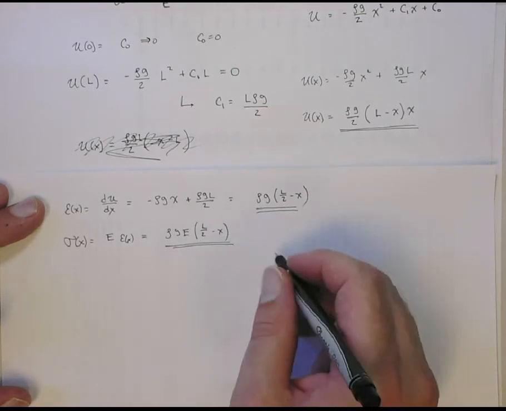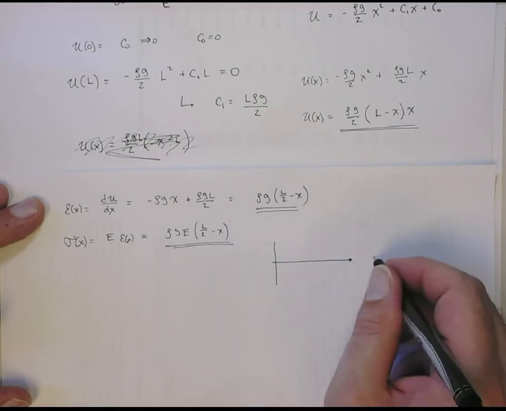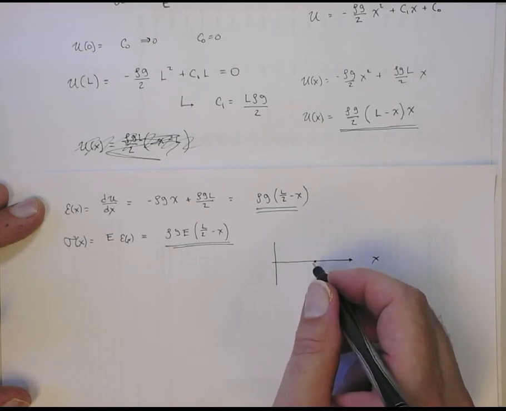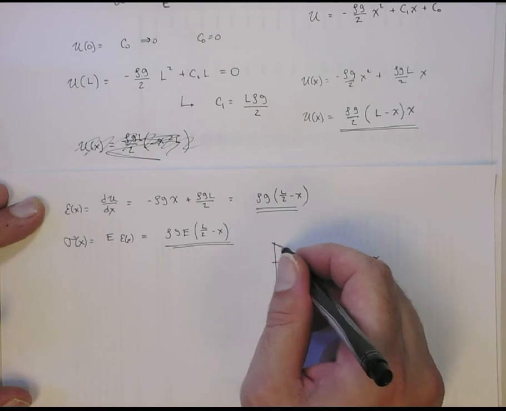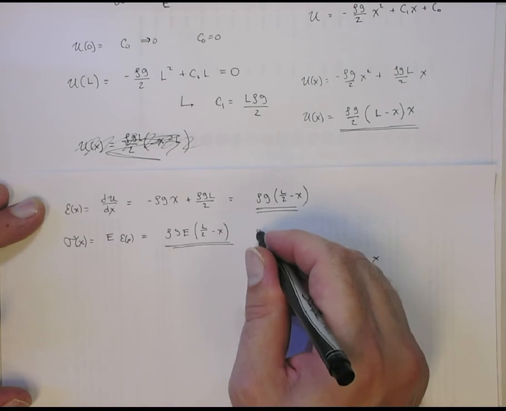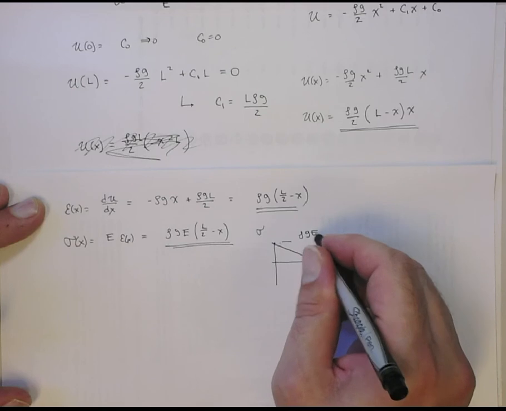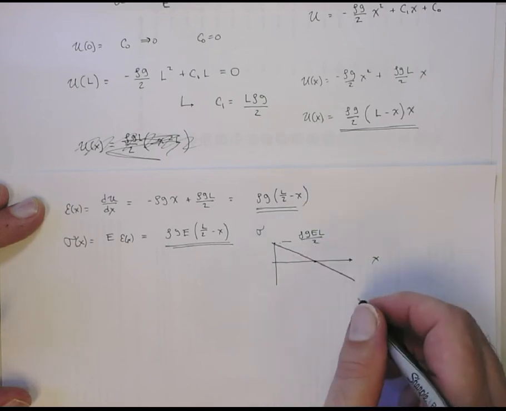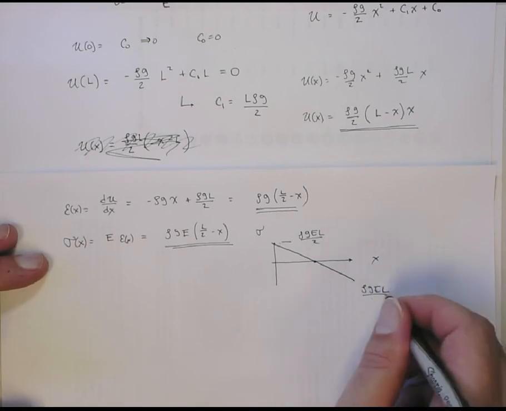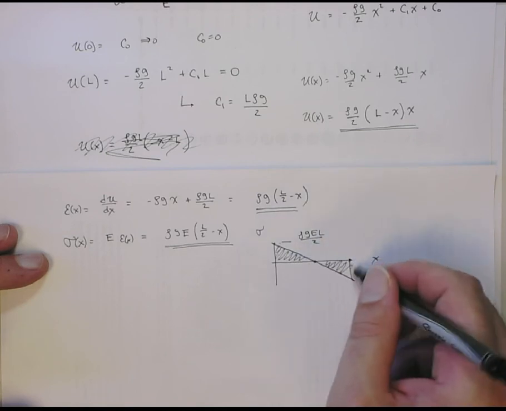Okay. If we were to plot it, let's plot. This is x. So at L on 2, it goes to 0. And it starts off positive, and it has a linear slope like this. This is the stress. This value here is going to be rho g E L on 2. Okay? Rho g E L on 2, negative. I think I did that all right.